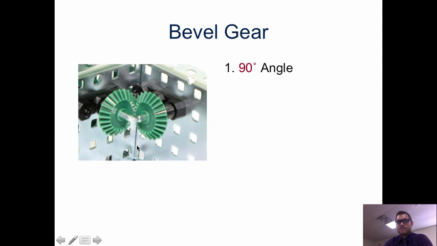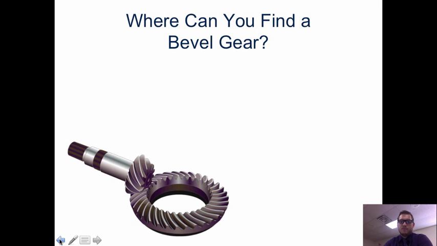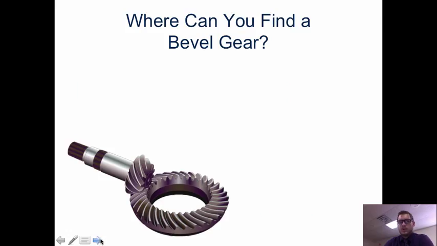Now, bevel gear. We haven't built this yet, but we will get to it. This one has to do more with changing the direction. Oh, a little too far. Angle, we're at a 90-degree angle. Speed, constant. Torque, constant. Input is greater than output. So increase, the speed will increase, torque will decrease. Gear ratio, 1-to-1. And the flow of power is reversible. So if you turn one side, it will also turn the other side. We're going to spend some more time on the bevel gear possibly later this week.